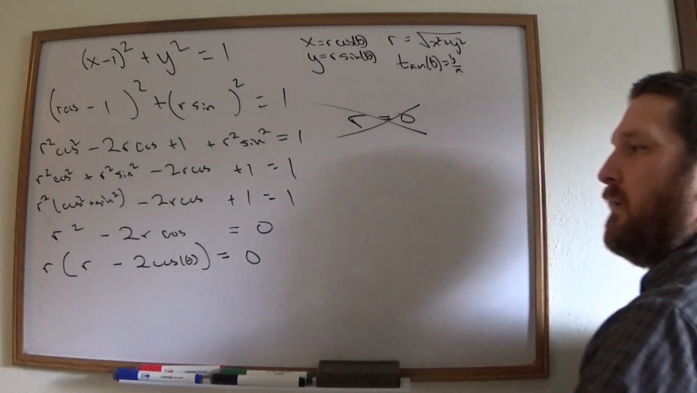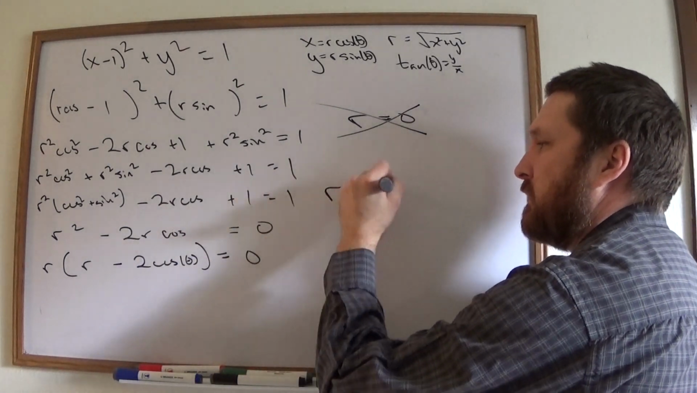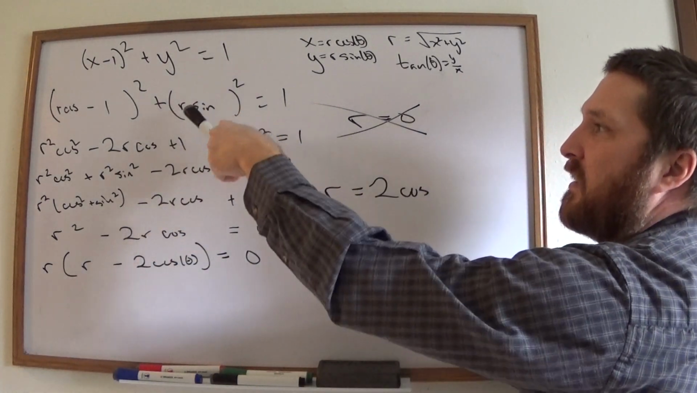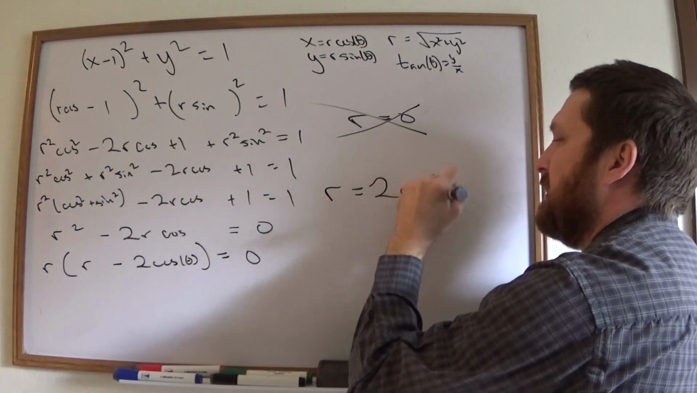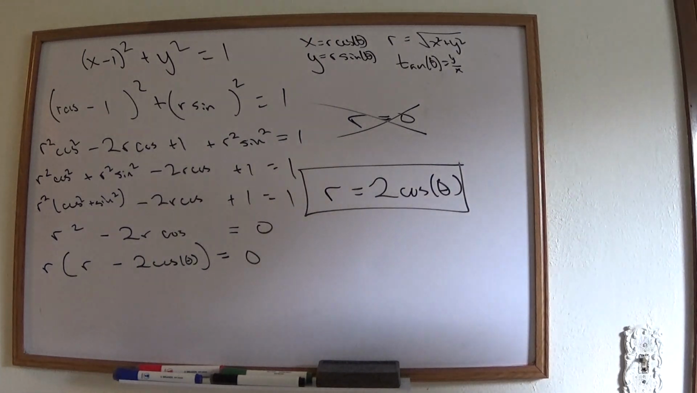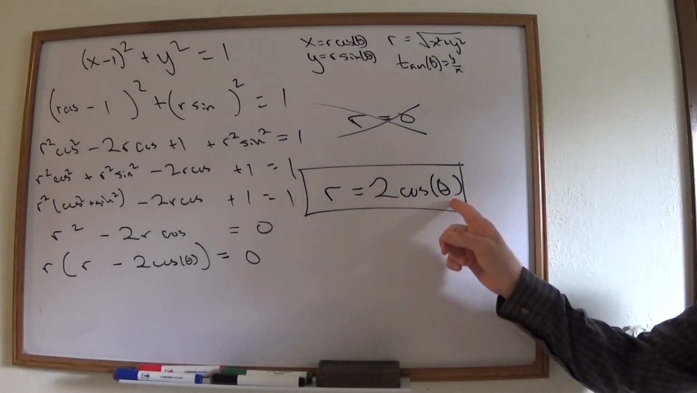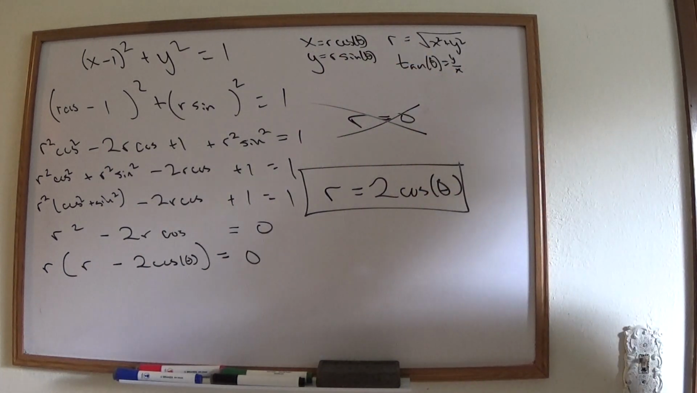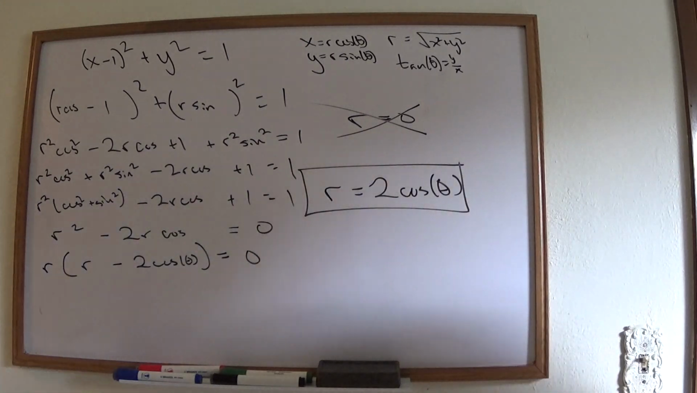So therefore, r equals 2 cos theta. There you go. Yay. And that will go through the origin as it's supposed to. That's cool. Okay, so that should be straightforward.